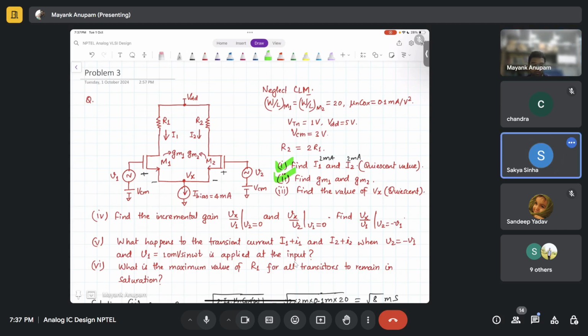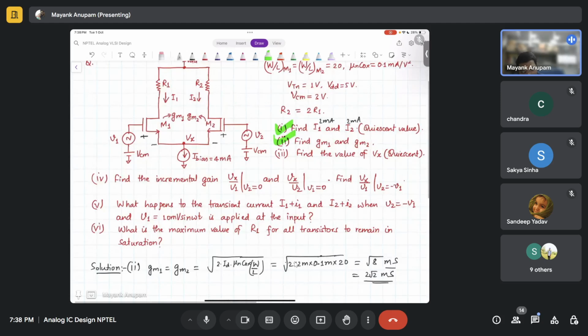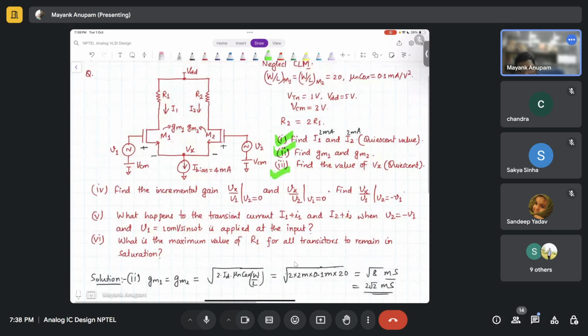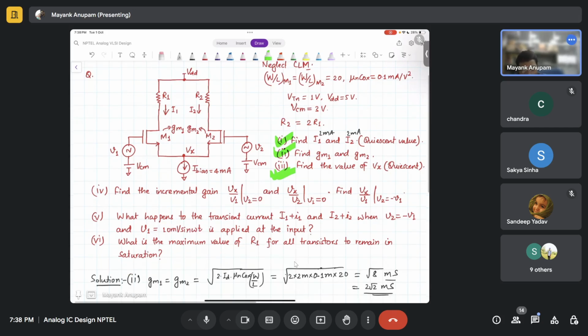Okay, understood. Fine. So as our friend just asked, how to find out Vx, right? You just need to find out what the VGS is here. How can you find out VGS? We know the current formula. We know the current. We know the W/L and everything. So VGS can easily be found. So from there you find out what Vx is.